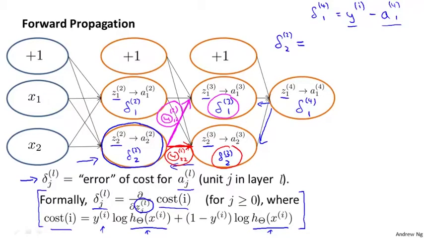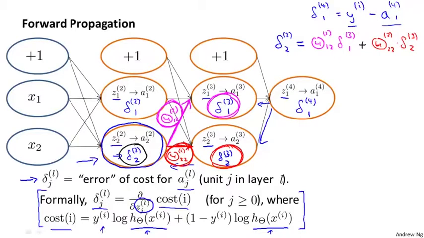Concretely, let me fill this in. This delta 2,2 is going to be equal to theta 2 of 1,2, which is that magenta weight, times delta 3,1, plus the thing I had in red, theta 2 of 2,2, times delta 3,2. So it's literally this red weight times this value plus this magenta weight times this value, and that's how we wind up with that value of delta.